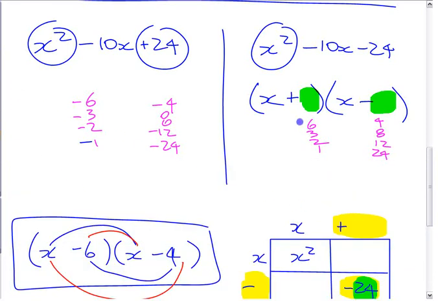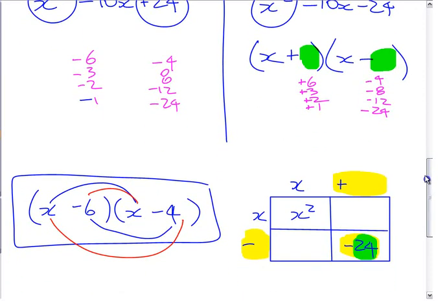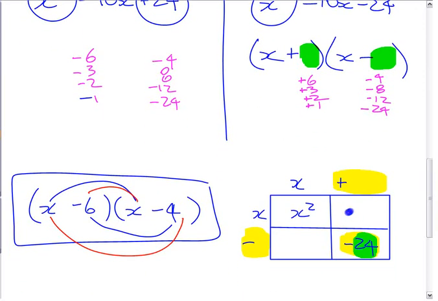This is checking plus 6 and minus 4, plus 3 and minus 8, plus 2 and minus 12, plus 1 and minus 24. If one of these is plus and one of these is minus, right? That's going to be plus, that has to be minus. We know we're going to have to combine them, like some of them are going to cancel out. If the last number is negative, you're going to have some zero pairs that cancel out.